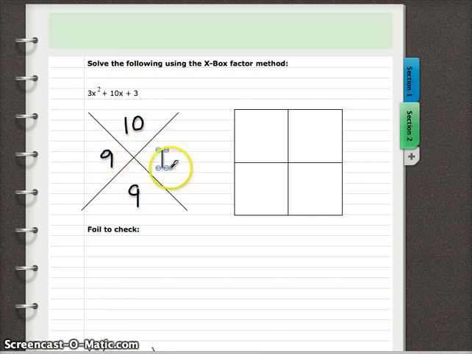Sometimes the most obvious factors are the most difficult. Never forget that 1 times a number are also factors of that number. So we did it. 9 times 1 is 9, and 9 plus 1 is 10.